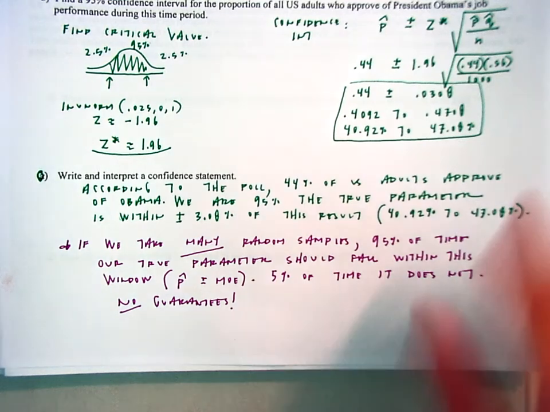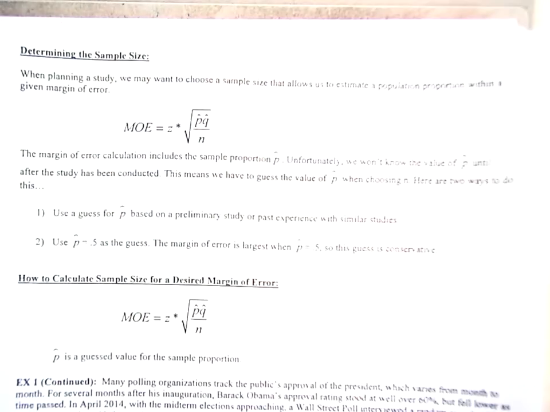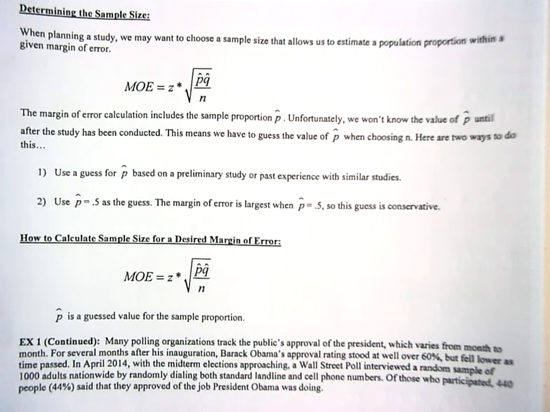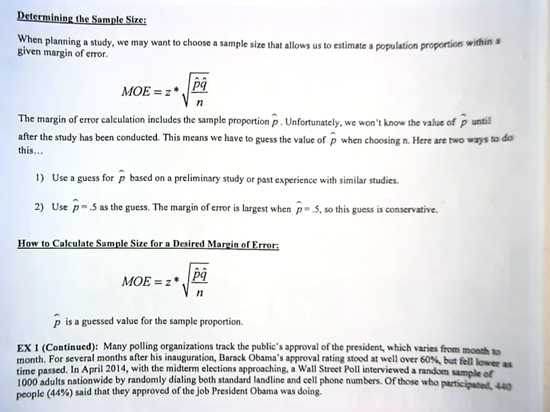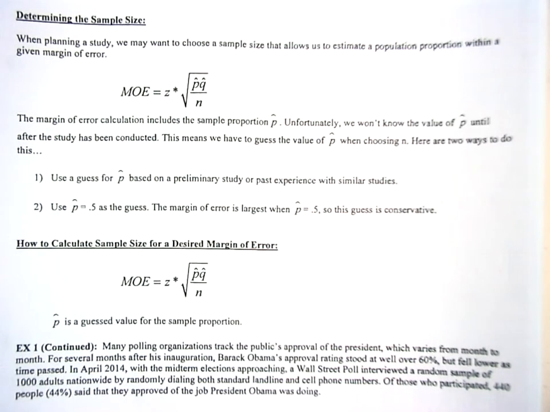All right, let's flip it. Let's look at the back, or the second sheet of paper. When we plan a study, we may want to choose a sample size that allows us to estimate a population proportion with a given margin of error. Here I'm just reminding you of the margin of error formula: critical value times the standard error. The margin of error calculation includes the sample proportion, the statistic. Unfortunately, we don't know the value of the statistic until after the study has been concluded, which means we have to guess the value of p hat, the statistic, when we choose our sample size.